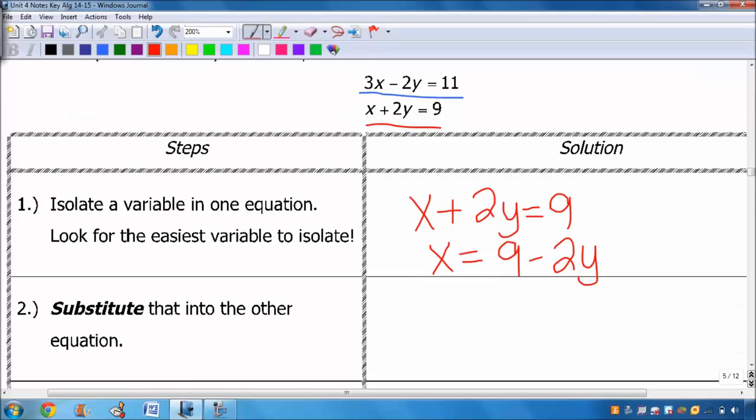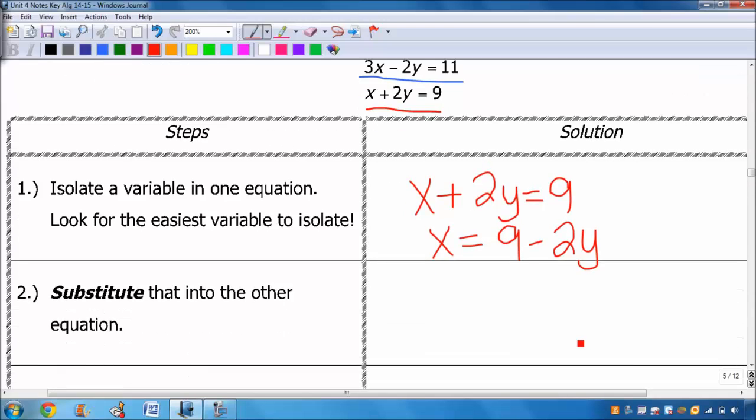Now, the reason why this method is called substitution is because you are going to substitute that into the other equation. So make sure that when you take this and plug it into the other equation, not the one you isolated the x in, because if you plug it back into the one that you isolated x in, you'll end up getting 0 equals 0, which really isn't very helpful to you.